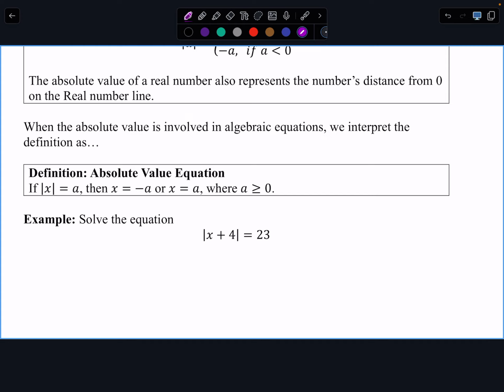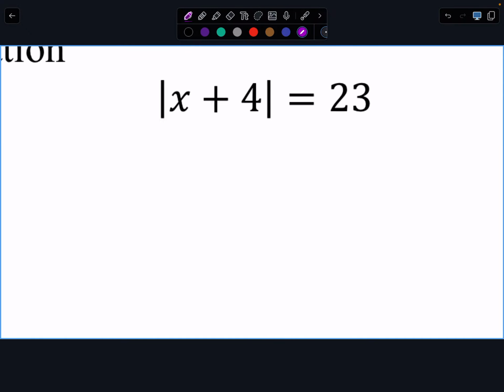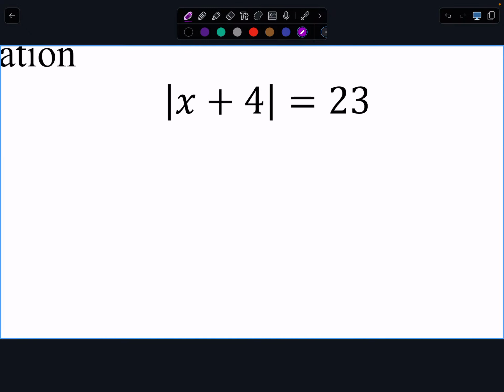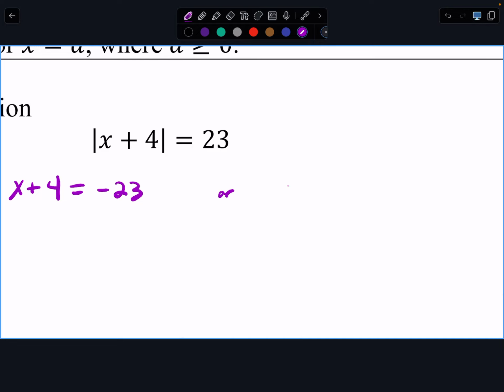Meaning, if we have the absolute value of x plus 4 equals 23, and we're trying to solve for x, that means that whatever is inside here could be equal to positive 23 or negative 23, where then when we take the absolute value, we would get an output of 23. So we split this into two equations, right? x plus 4 is equal to negative 23, or x plus 4 is equal to positive 23.